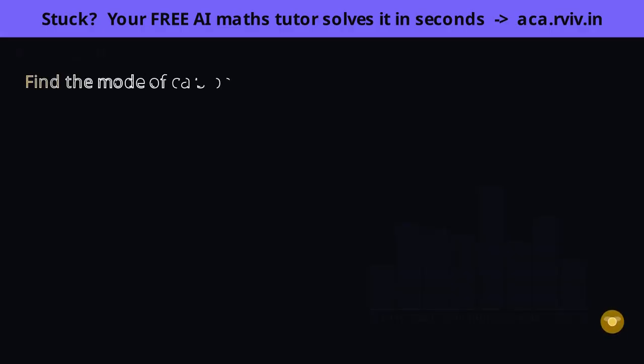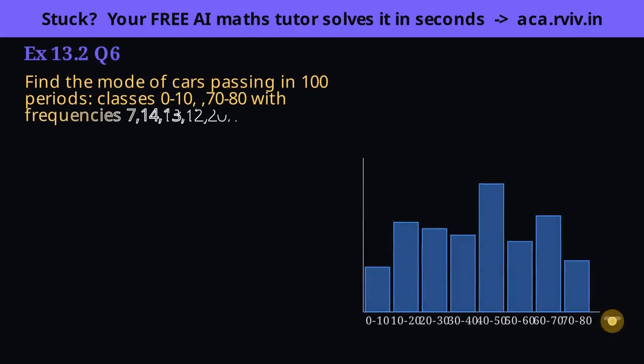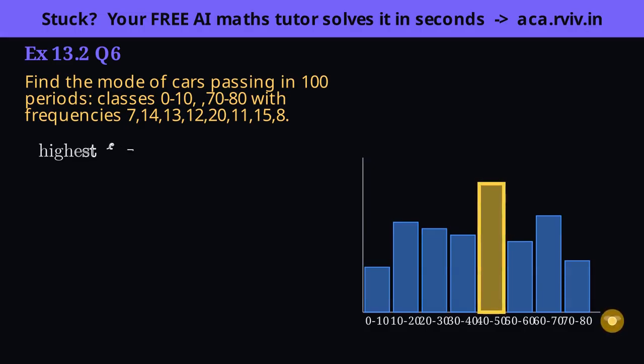The peak is a later class this time, with nearly equal neighbors. Watch where the mode settles. The tallest bar sits further along the table here, but the method never changes. Highest frequency is 20, so 40 to 50 is the modal class. Read off L, H, and the neighbors.